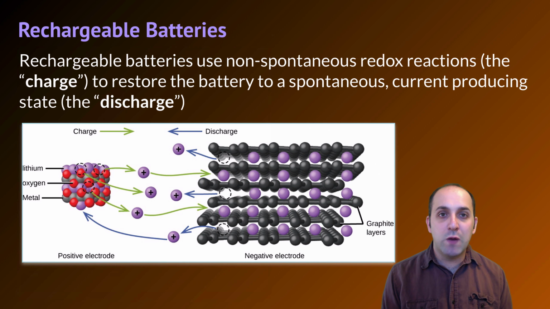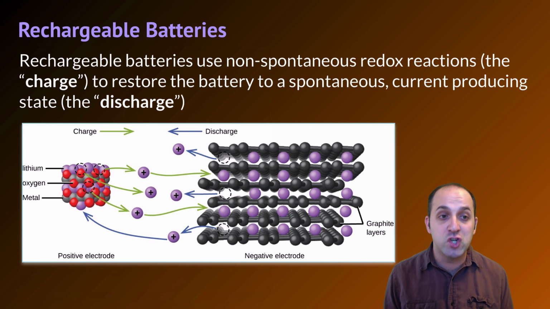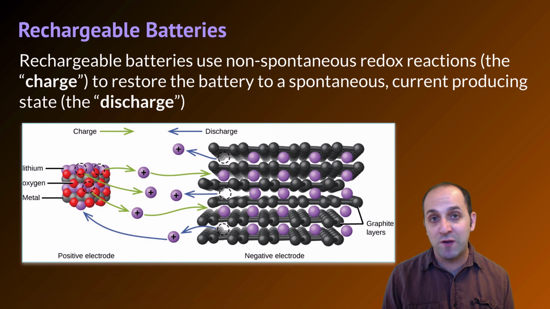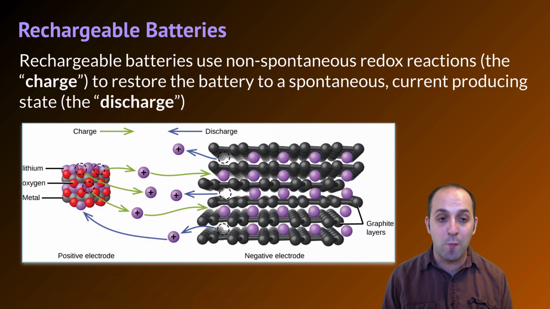Most of the modern technology that we use uses rechargeable batteries, which use a non-spontaneous redox reaction during the charging process to restore the battery back to a spontaneous current-producing state, which is what we use in the discharge process. The diagram below shows the charge and discharge cycle for lithium-ion batteries, which are probably the most common, most conventionally used batteries. They're the ones that we see in laptops and in cell phones and in devices that generally don't have removable rechargeable batteries. During the charge phase, ions are moved from the positive electrode to the negative electrode non-spontaneously, and then during the discharge, those ions are allowed to flow back spontaneously.